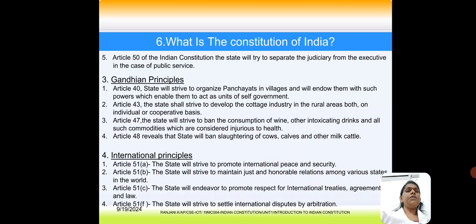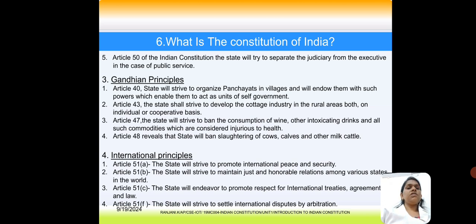Next is the Gandhian principle, under which the state organizes panchayats in villages and gives them such powers. It shall strive to develop cottage industries, ban the consumption of wine, intoxicating drinks and all such commodities, and ban the slaughter of cows and other cattle.